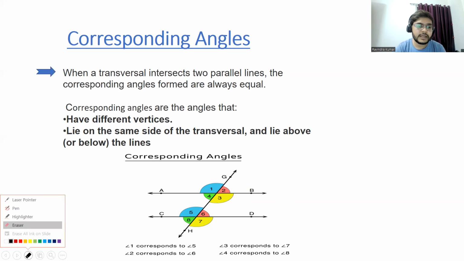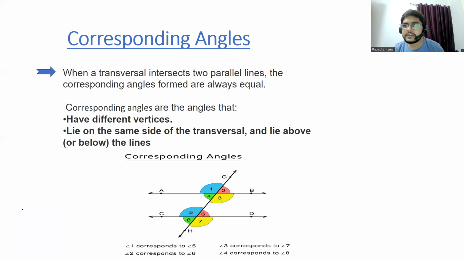First, we go with the definition. So what is the definition of corresponding angles? When a transversal intersects two parallel lines, the corresponding angles formed are always equal. Yes, obvious. The condition is that they have different vertices, same as the alternate, lie on the same side of the transversal and lie above the line. This point you have to keep in mind. This is opposite to the alternate angle.